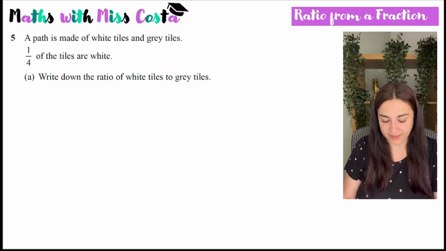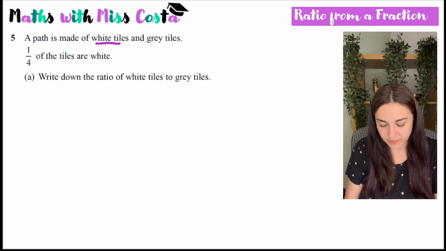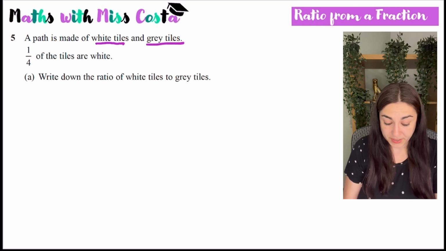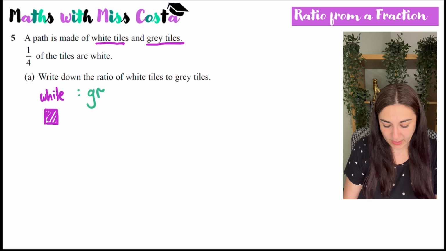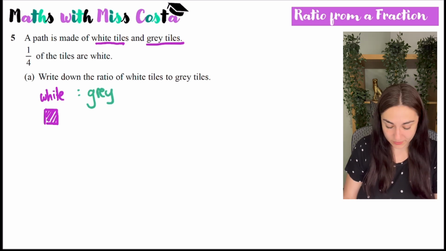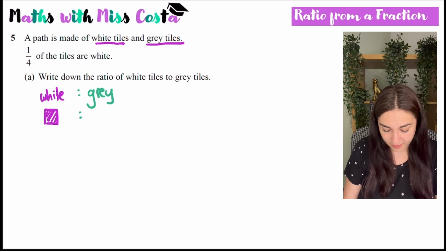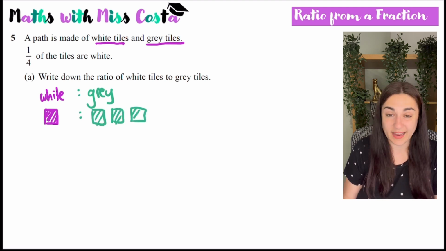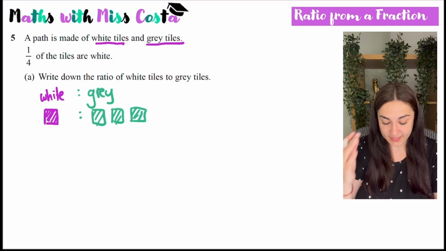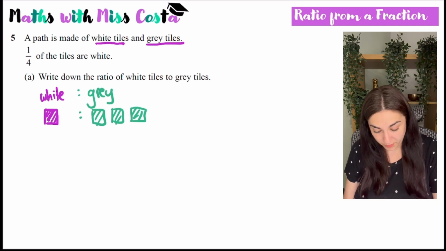Next, I'm told that a path is made of white tiles and grey tiles. 1/4 of the tiles are white. So 1 out of every, let's assume this is white, and then grey can be this. So 1 out of every 4 tiles is white. Therefore, for every 4 tiles, 1 must be white, and the remainder would be 3. So 1 is white, 3 are grey.